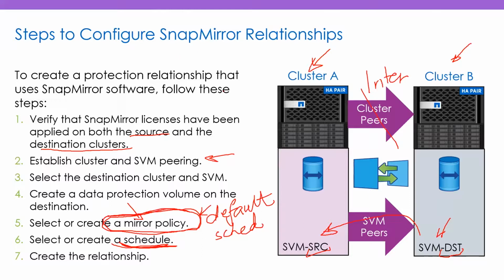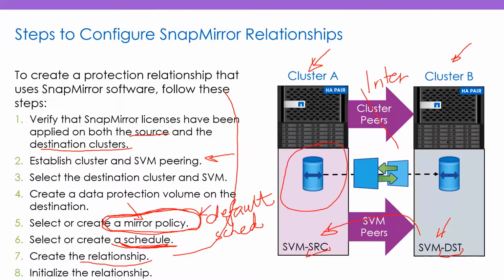And after you're done with all these pieces, this is the time when you initialize the relationship. This is when the whole volume along with snapshots is dumped to the destination and made identical, which some people like calling a baseline transfer, or making them both identical. So this is a very important checklist of how you would go into mirroring.